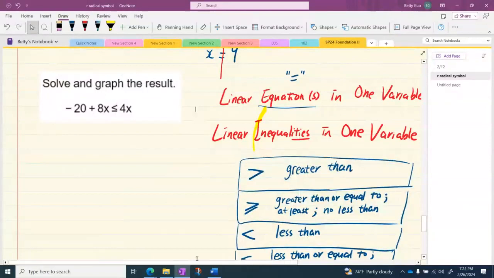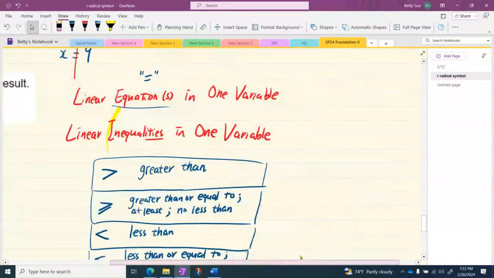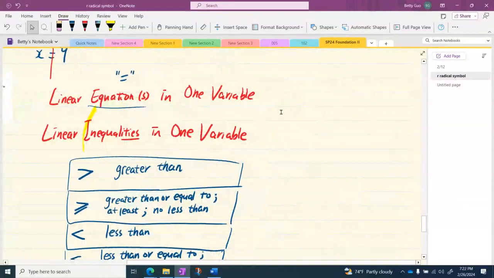So let me write down this rule. I'm going to type them. I'm going to color them in red, so please take notes.